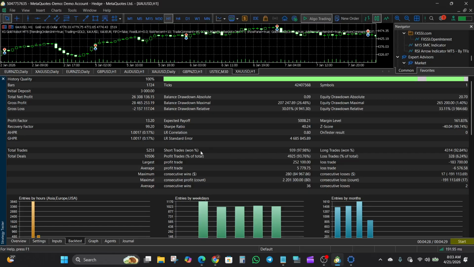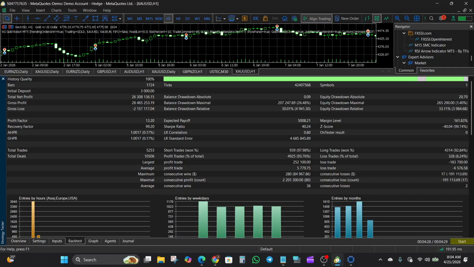Because we can see that the percentage of short trades won is 97.98%, and the percentage of long trades won is 92.84%. So there were high percentages of both the short trades and the long trades won. In both directions the EA was able to perform significantly well. But remember that past performance does not guarantee future results. The fact that an EA has performed well in the past does not necessarily mean that it's going to perform the same way in the future.